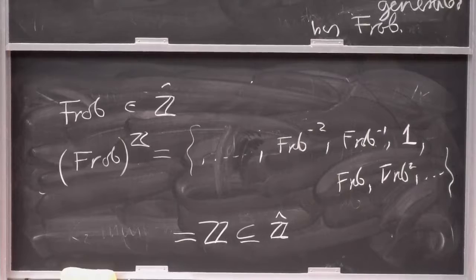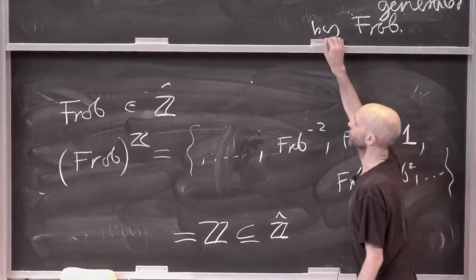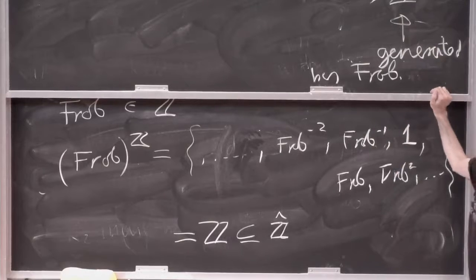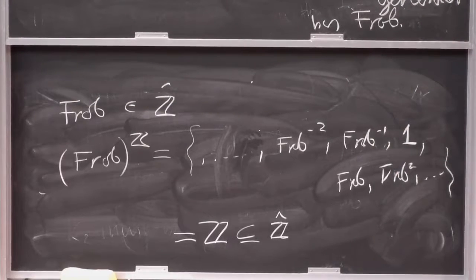And for some reason, I like the inertia group, and I'm going to leave that alone, but I don't like the Z-hat. I would rather have a Z. And so let's give us a Z. So let's define the Weil group.